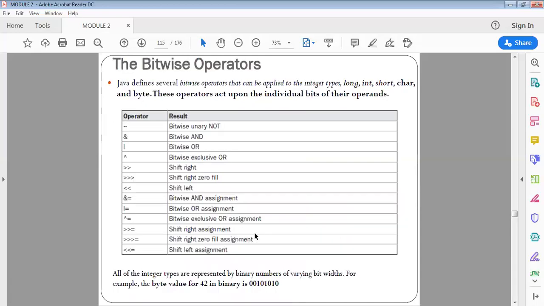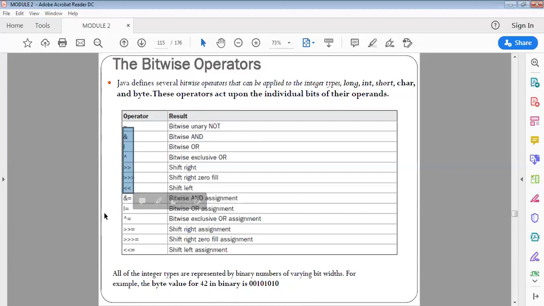So that completes the arithmetic operators. Come to the next class, that is bitwise operators. Java defines several bitwise operators. Under that also there are basic types and some derived types. Which are the basic types? As you all know, for bitwise we have unary not, and, or, exclusive or, right shift, zero fill right shift, and shift left.